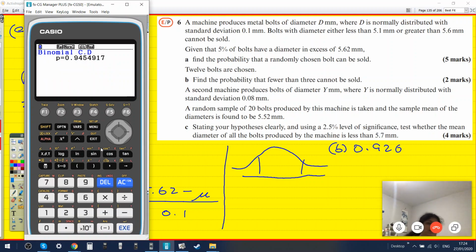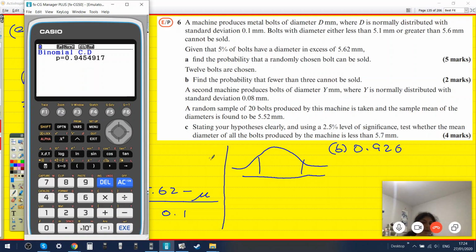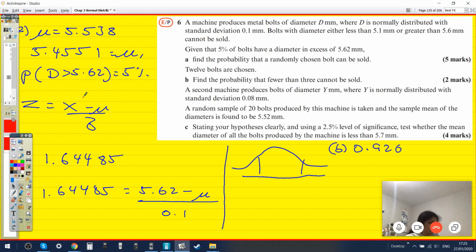It's 0.991 apparently. Should not be. Oh. What are the things that you're putting in? I put 3, 12, 0.9256. Hold on. Fewer than 3. Your calculator automatically does less than or equal to. Oh. So how do you do fewer than? Should be 2. Roughly 0.9455. Let me just hang on. 0.9454. There we go. Yeah. Okay, and next one. Try that.